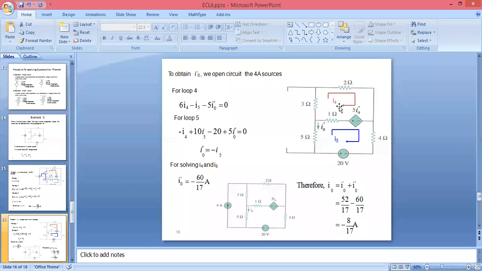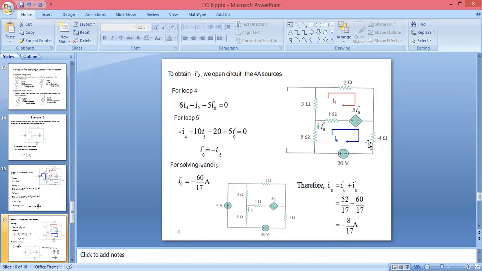but we are taking here clockwise direction. But यहाँ negative से positive, that's why we are taking here negative minus 5I0. That will be according to KVL 0. Now for loop 5, if you write for loop 5, for this 1 ohm, you can write minus I4 because this is going outgoing.